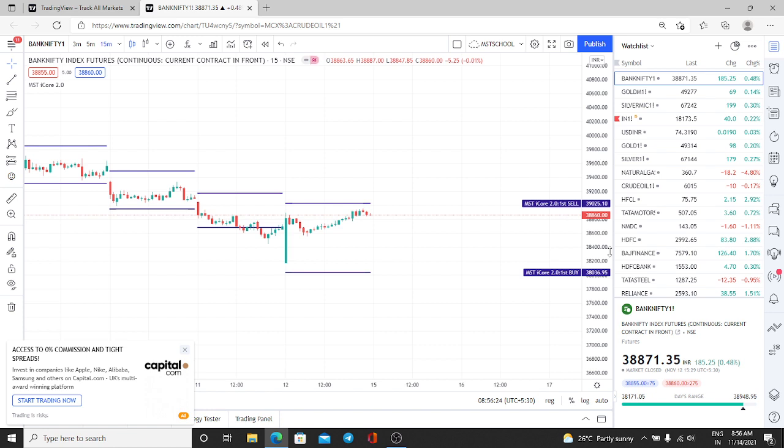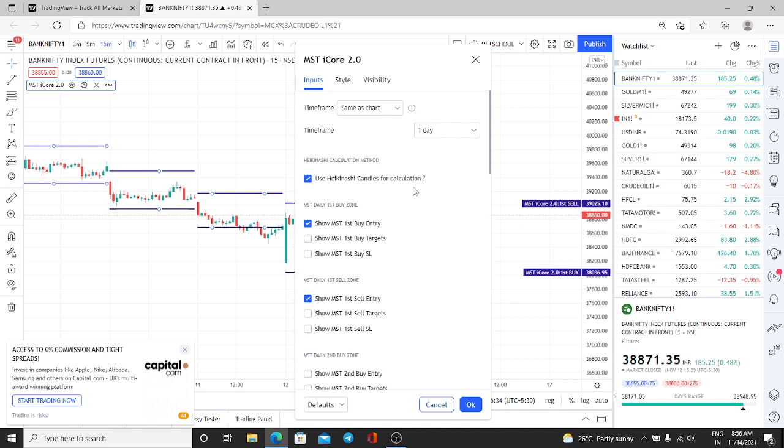This is yesterday's Bank Nifty. Okay, yesterday we have not got any entry. No entry we got yesterday. It has reached neither the buy side nor the sell side.